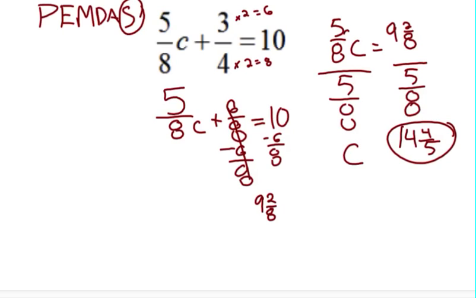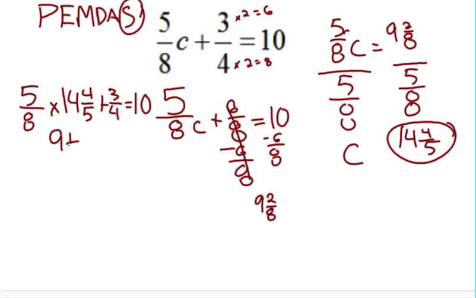To check this, fill 14 4/5 in for C. 5/8 times 14 4/5 plus 3 over 4 equals 10. 5 over 8 times 14 and 4 over 5 equals 9 and 1 over 4. And you bring down the rest of your equation. 9 and 1 over 4 plus 3 over 4 equals 10. This means that your problem is correct.